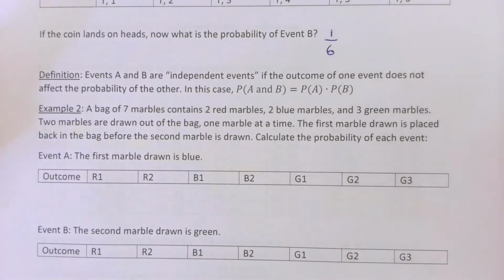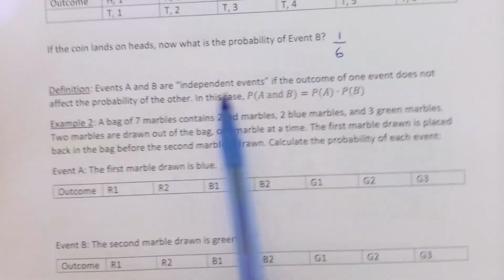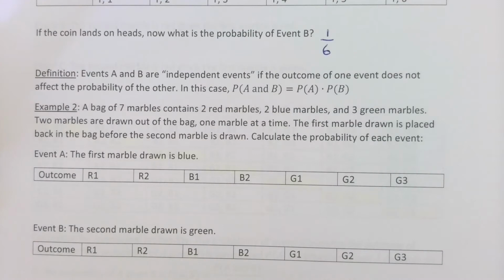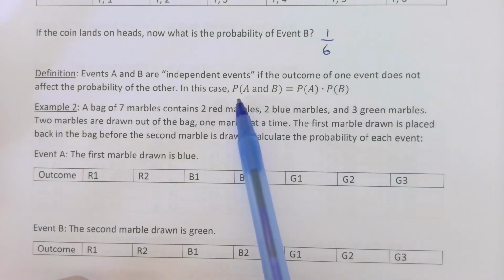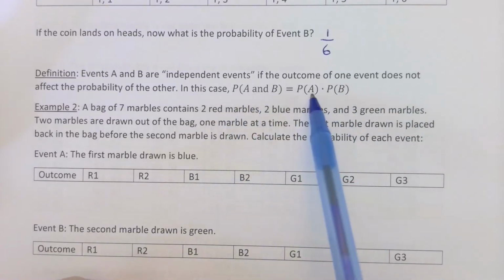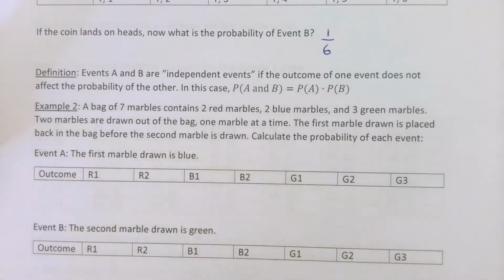So here's the definition. A and B are said to be independent events if the outcome of one does not affect the probability of the other. And then when that's the case, as you saw above, you can compute this compound probability by multiplying the separate probabilities. So dependent events would be where one outcome depends on how the other one turned out. And we'll get an example of that in a minute.